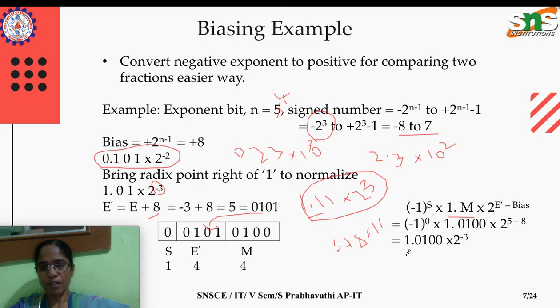So we are getting the original number back. For storage purposes only, in IEEE format we are using this biased conversion. So when we take that value, we need to unbias it to get the actual value, and we are getting the actual representation.